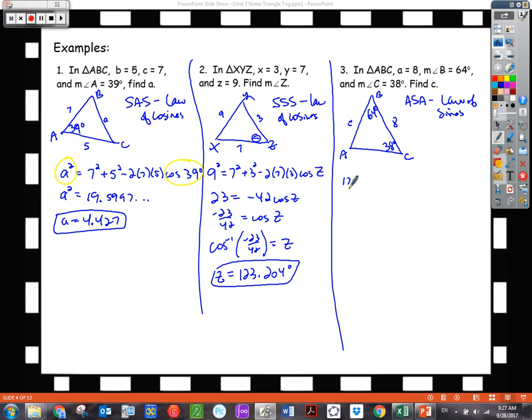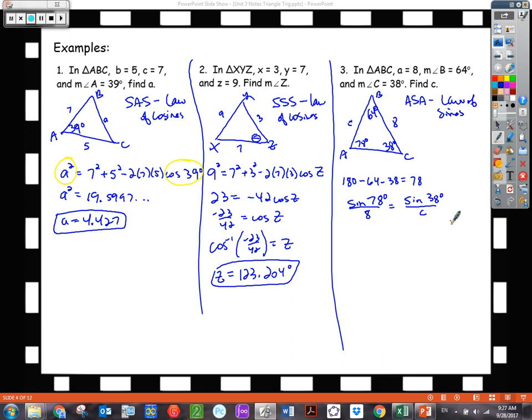So if I take 180 degrees and I take out the 64 and I take out the 38, I mean, that's going to give me my angle A, right? So angle A is 78 degrees. Okay, so now I have my first fraction. So I have sine of 78 degrees over 8 equals. Now the one that I want to use is the angle opposite side C, because that's the one I'm interested in, right? I want to find side C. So I would need to set that equal to sine of 38 degrees over C. Okay, is everybody okay with that? And understand why I picked the ones that I did?